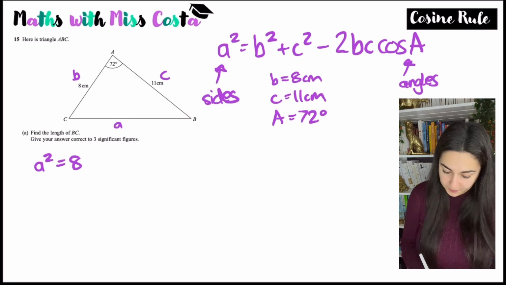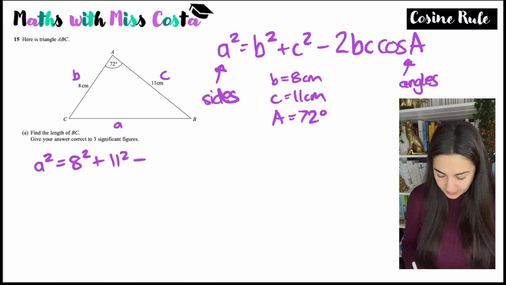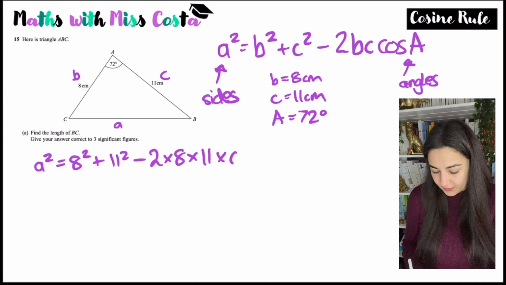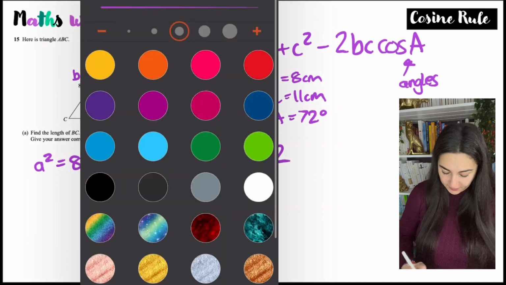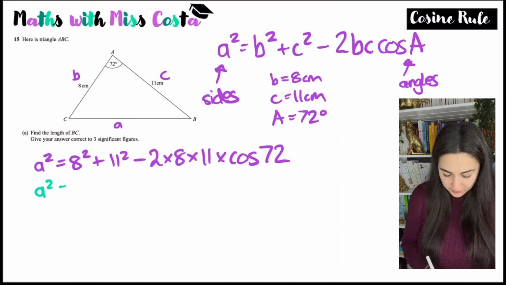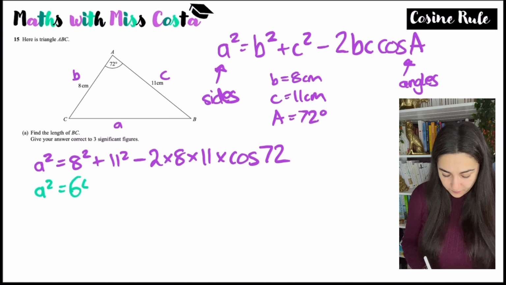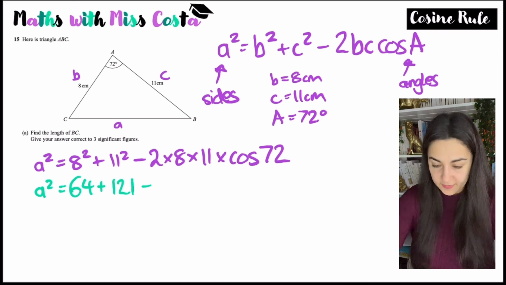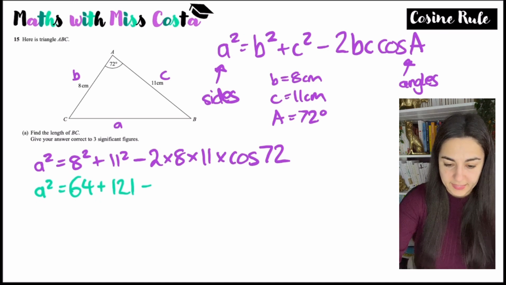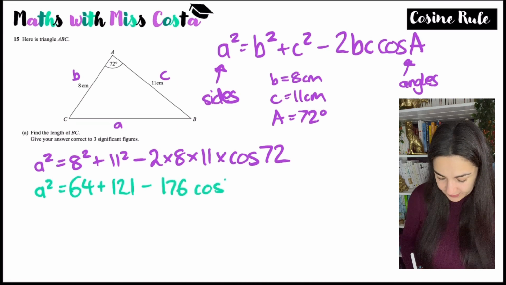Okay, so b squared plus c squared, which is 11, take away 2 times b, which is 8, times c, which is 11, times cos 72. Now all I do next is figure this out. So I could do it bit by bit just to make sure I don't make any calculation errors on my calculator. So 8 squared is 64, 11 squared is 121, 2 times 8 is 16, times 11 is 176, cos 72.